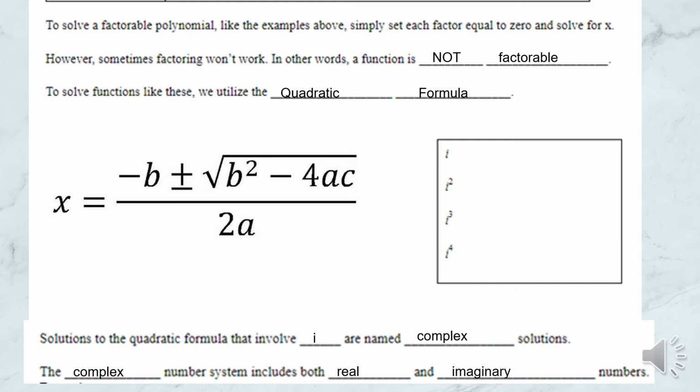I've remembered it since 9th grade, so maybe on the test you'll be singing that song in your head. Now, on the right side, there's a box that has i squared, i cubed, and i to the fourth. i, as a value, is the square root of negative 1, so I'd like you to write the square root of negative 1. i squared is negative 1. i cubed is negative i, and i to the fourth equals 1. So the pattern is i, negative 1, negative i, 1. And then it repeats.